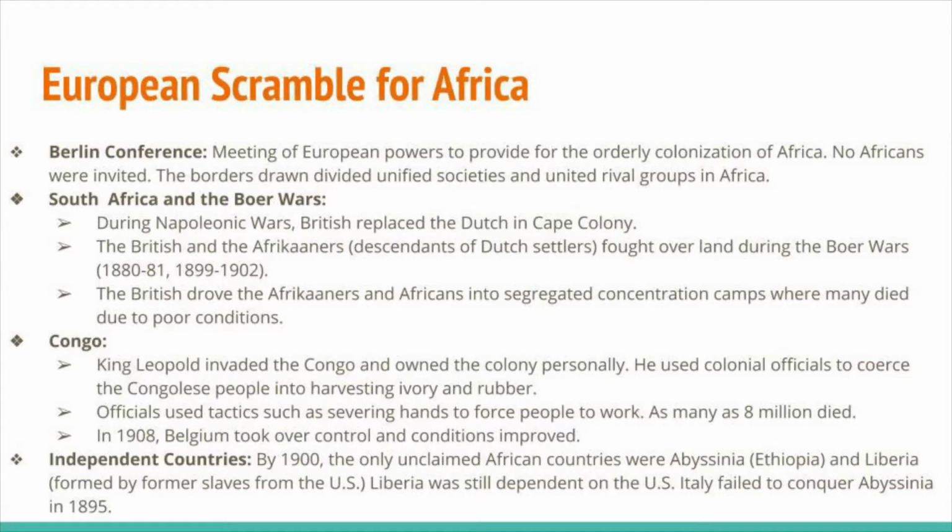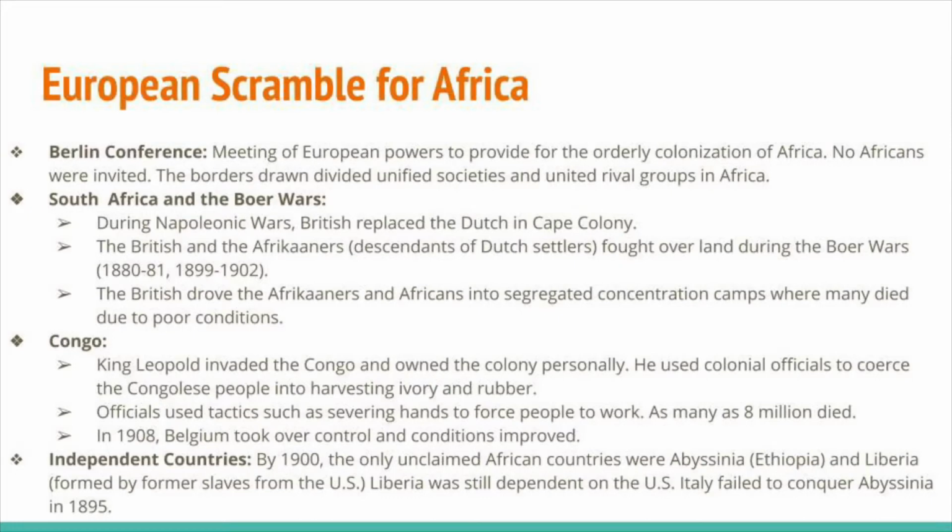In South Africa, the British replaced the Dutch in Cape Colony during the Napoleonic Wars. The British and the Afrikaners fought over land during the Boer Wars. The British eventually drove the Afrikaners and Africans into segregated concentration camps, where many died due to poor conditions.